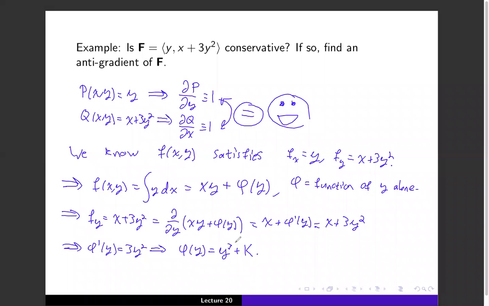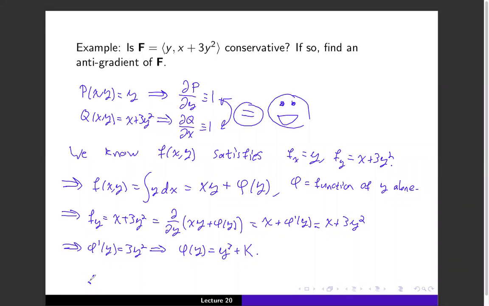In this case, I really do mean a constant because phi of y only depends on y, not on x. Phi cannot depend on x whatsoever. And yes, it's true that if you differentiate with respect to y, then terms that are only in terms of x will disappear. Yes, that's true, but phi doesn't depend on x at all. So the only things that will disappear when you differentiate will really be constants.